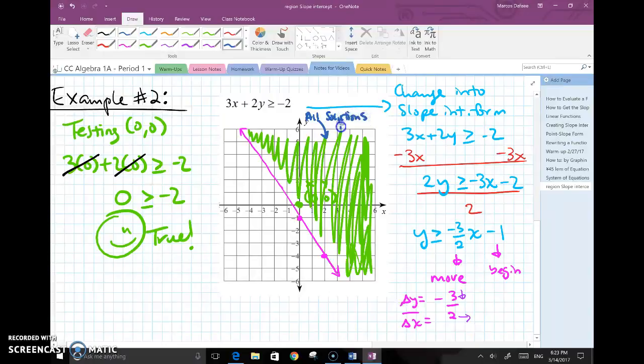All solutions in here. And like I said before, this green area will expand and grow forever as the pink line continues in both directions forever. So you have an infinite number of ordered pairs which would each be a solution to this inequality. It would make it a true statement when you substitute and test out your x and y coordinates.